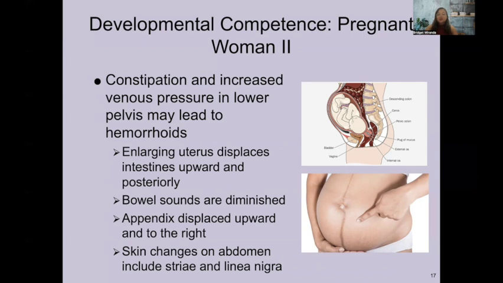Another thing to remember is the skin changes that were involved. We talked a little bit about this when we talked about hair, skin, and nails, but don't forget that there are skin changes over the abdominal area. The main one being striae, but often we will have a darkened hyperpigmentation that occurs from just about the xiphoid process all the way down to the suprapubic area. And this is called the linea nigra.